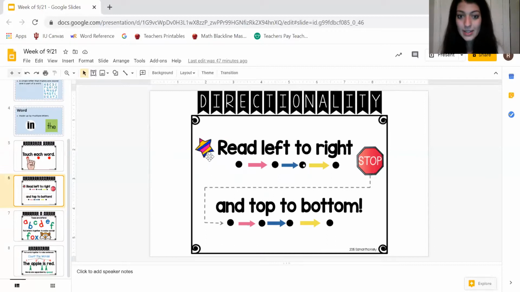Good readers read from left to right and from top to bottom. Let's do that again. Good readers read from left to right and from top to bottom. Good job, scholars. Let's look at this next one.